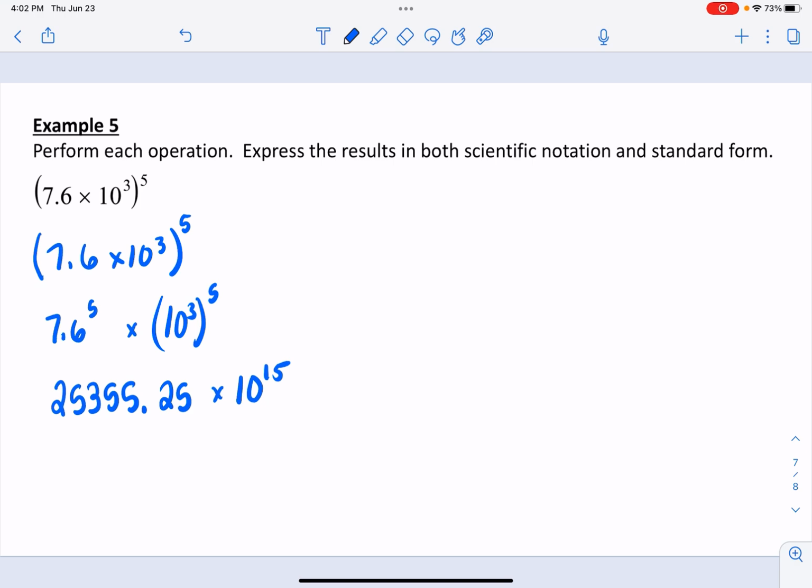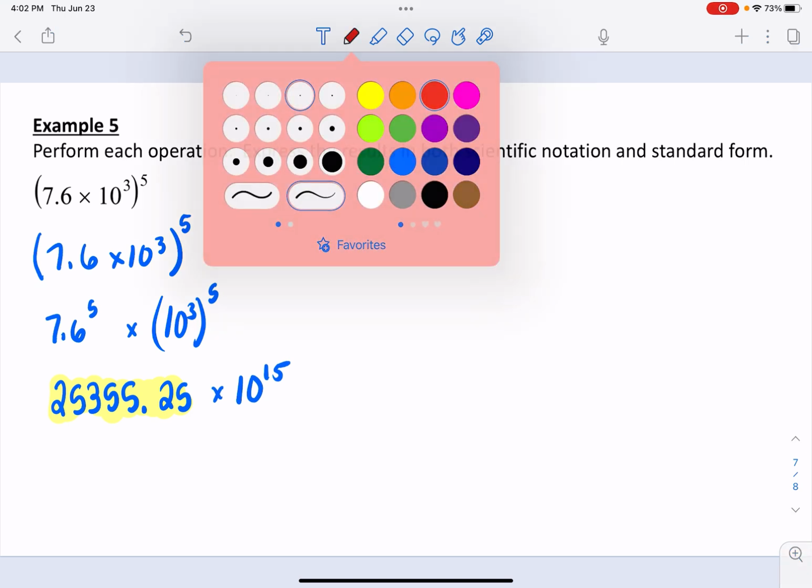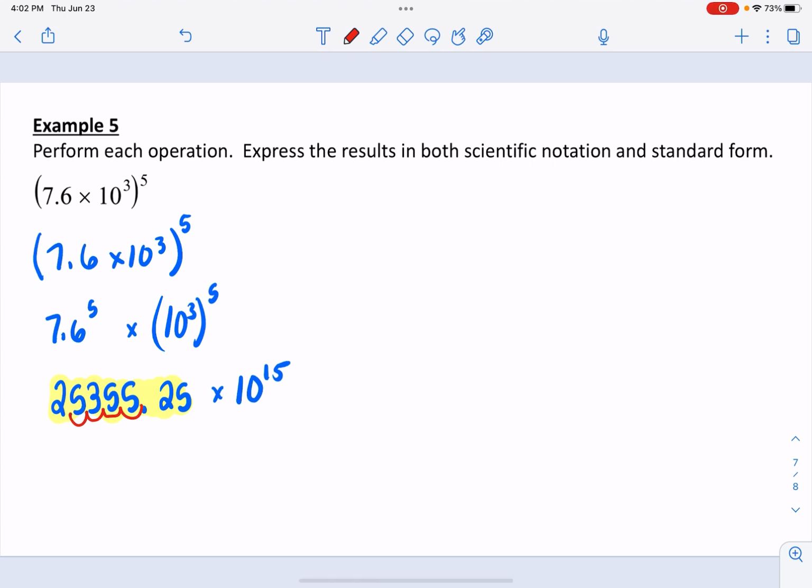Okay, so now, again, this number here needs to be between 1 and 10. So I need to move that decimal place over. 1, 2, 3, 4 to the left. That means that I'm adding 4 more to this 15 here. So I add 4 to 15 and I get 19. Let me just confirm that in my calculator. I think that makes sense. Yep, and that's what I got. And I think that's the last example. Yep, that was my blank page. So that is my video on scientific notation.